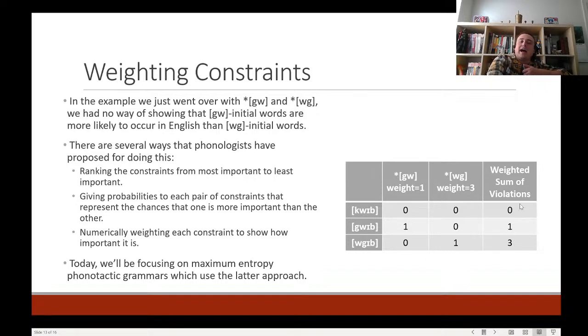So again, the higher this is, the worse the word is for speakers of the language. Quib is perfect. It's got a weighted sum of violations of 0. Gwib is 1, showing that it's okay, but not perfect. And wgib gets 3.